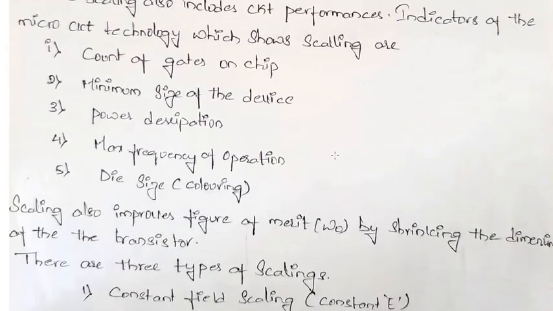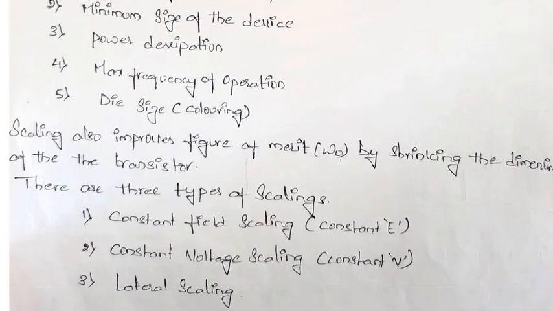So this scaling also improves the figure of merit. I hope you remember what figure of merit is. This we have seen in your first chapter. What is figure of merit? That is nothing but the frequency response of your MOS transistor. So this figure of merit can be improved by shrinking the dimensions of your transistor.